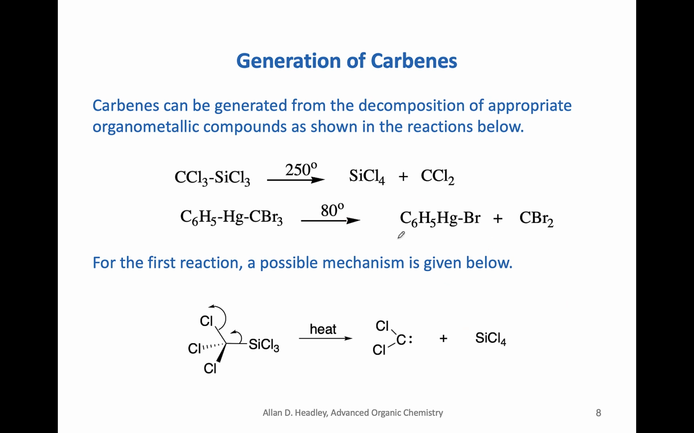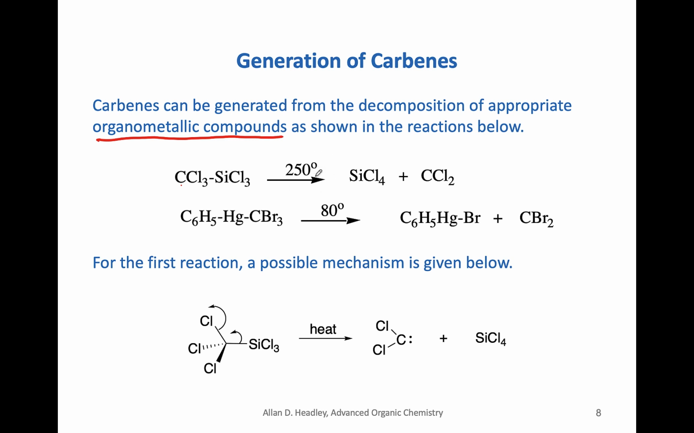Let us look at another method to generate carbenes. And this is the decomposition of the organometallic. So notice the organometallic is coming back here. Organometallic, of course, as you know, organo means carbon, hydrogens, metallic here means non-carbon, typically your transition metal type. So here we have a trichloromethyl group bonded to a silicon. So this silicon here is bonded to this carbon, and it has 3 chlorines bonded to it.